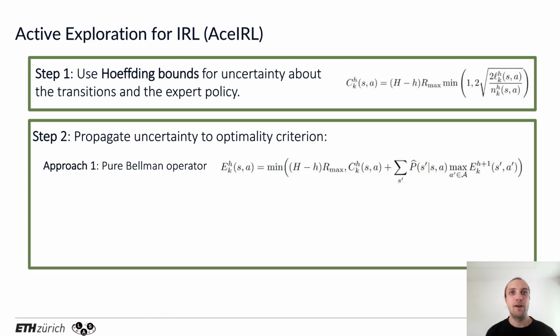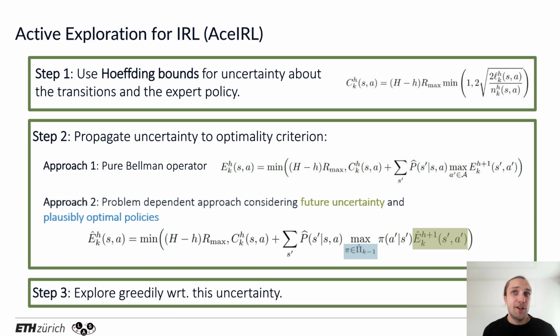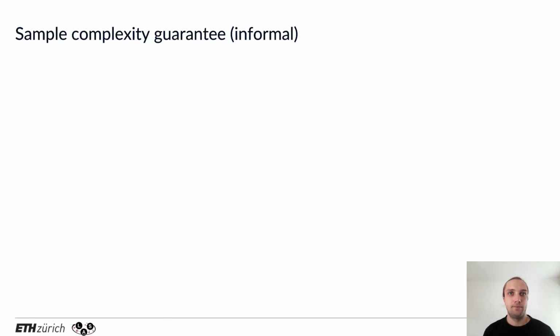The first one is a simple Bellman operator, which gives us what we want, but it's a too loose bound in a sense. So we have a better bound that only looks at plausibly optimal policies that we care about, and it looks at reducing future uncertainty rather than maximizing current uncertainty. The exploration policy is then greedy with respect to the uncertainty in the second step.